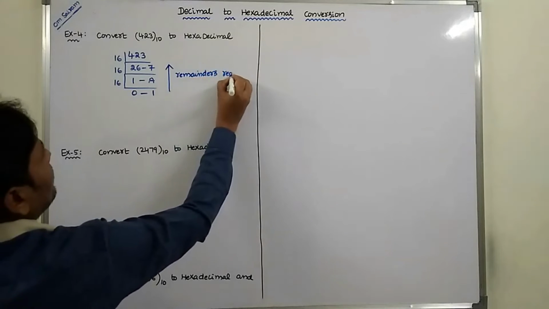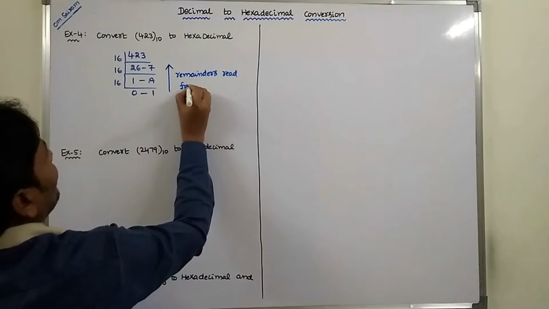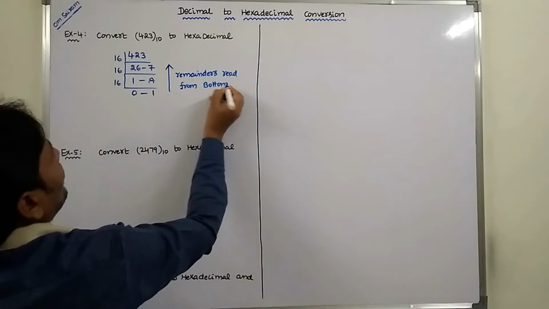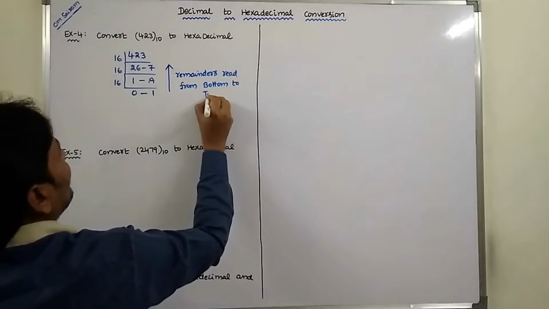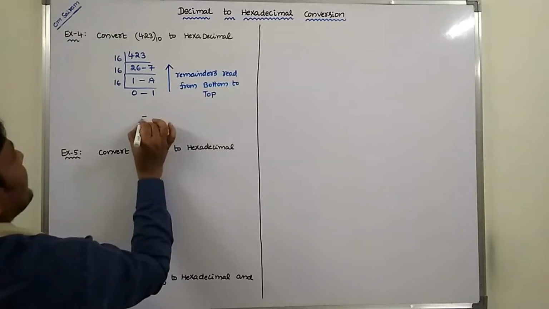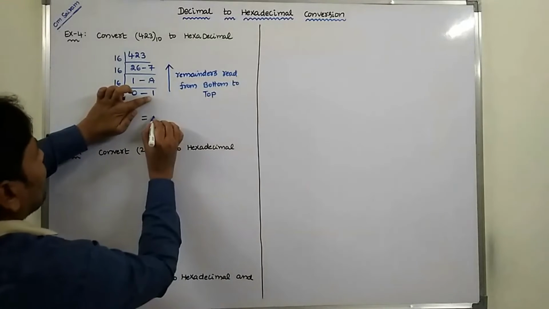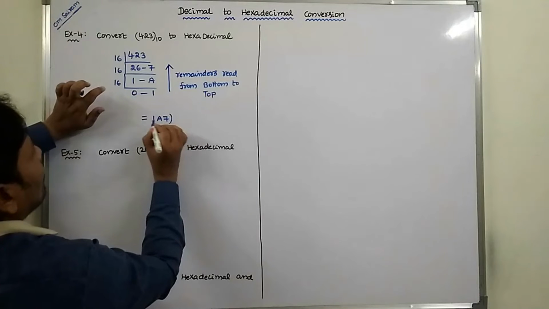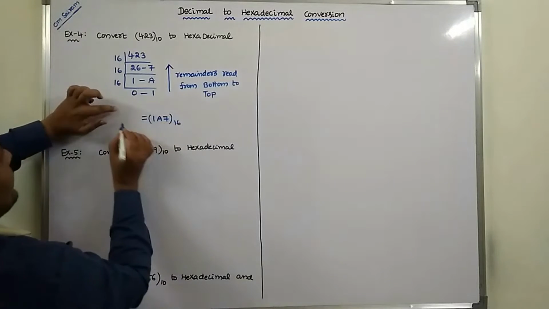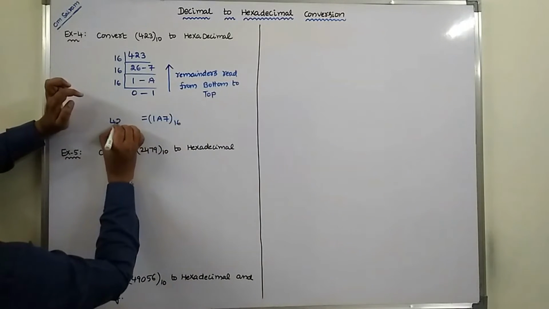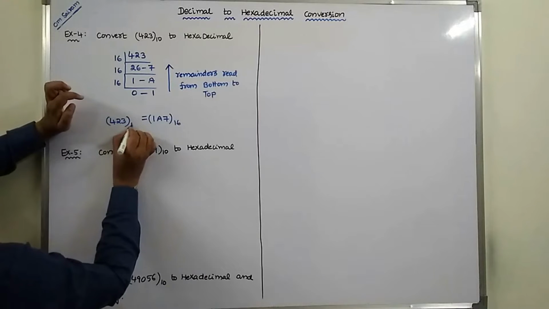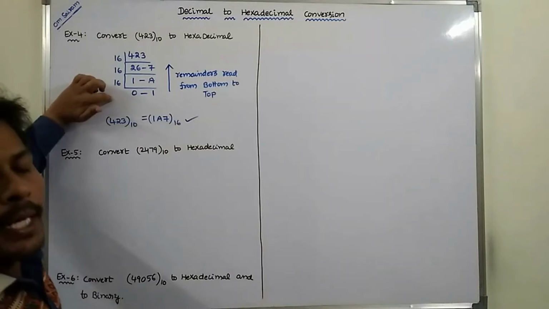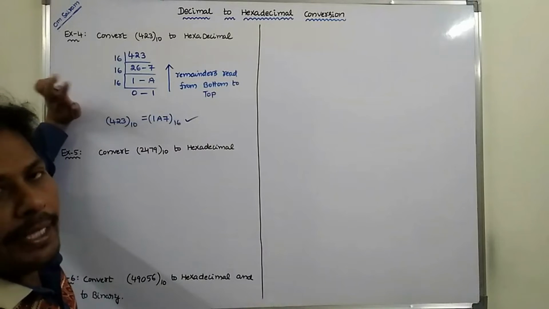Read from bottom to top. So that is equal to first remainder 1, second remainder capital A, third remainder 7. 1A7 base 16 for the given decimal number 423 base 10. So this is the answer. Here we have to use the successive division by 16 method.